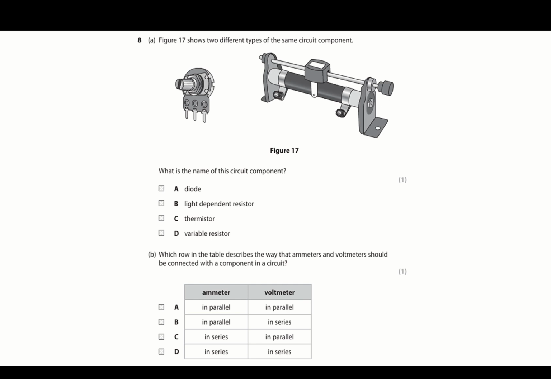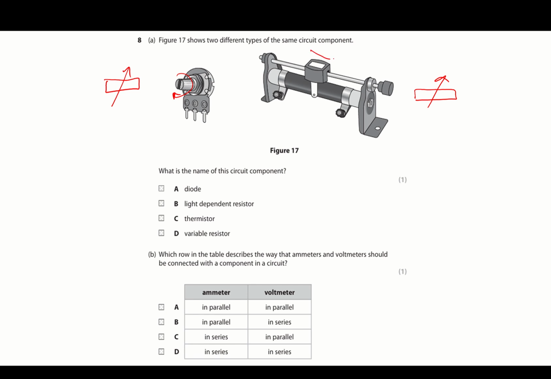Okay, question 8. We've got a question about circuits. We've got two different types of the same component. So we can see here is a dial that we turn around. This is on the front of those orange or blue lab packs. So we know that this is a variable resistor. And this one here is called a rheostat. And it is a variable resistor.